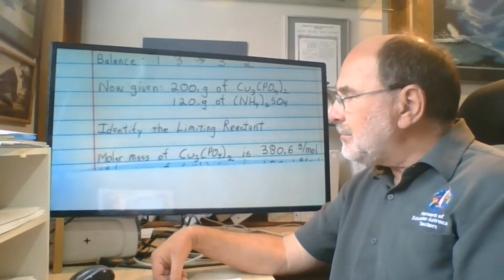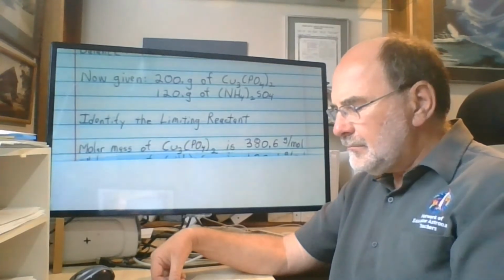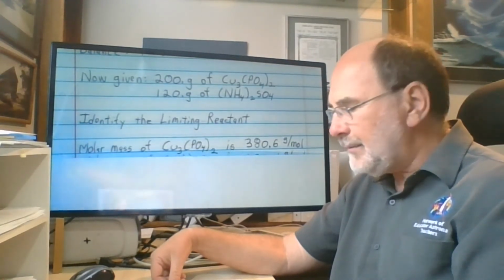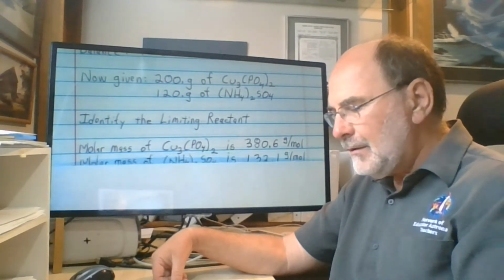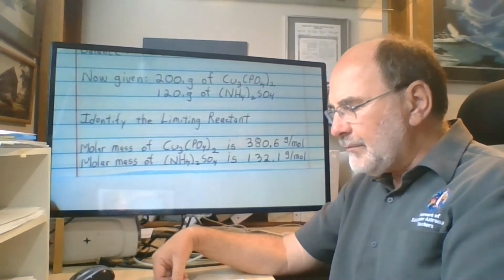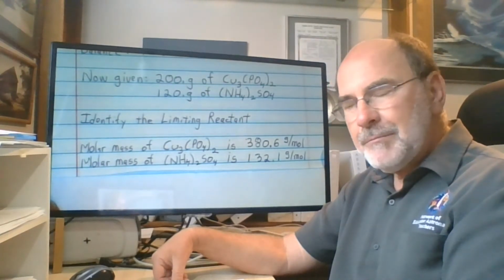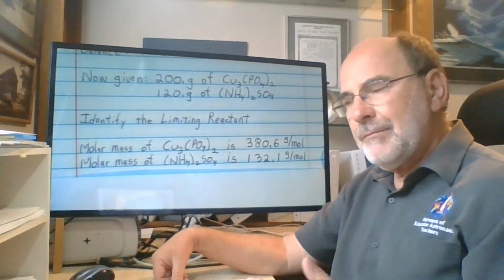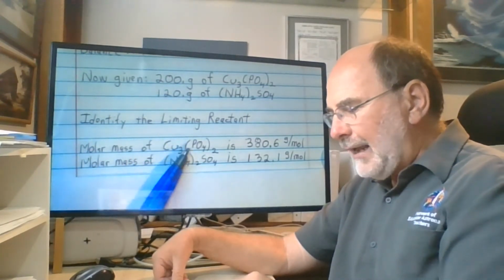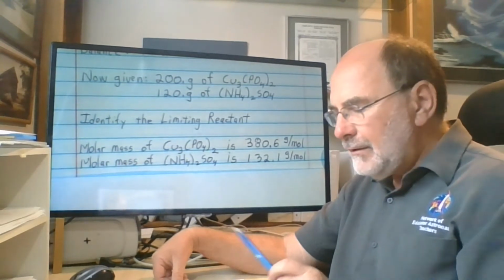I have to calculate the molar mass of the copper 2 phosphate, and I got 380.6 grams per mole. For the ammonium sulfate, I get a molar mass of 132.1 grams per mole. How did I do that? I went to the periodic table. I looked up the mass of each atom that went into the total.